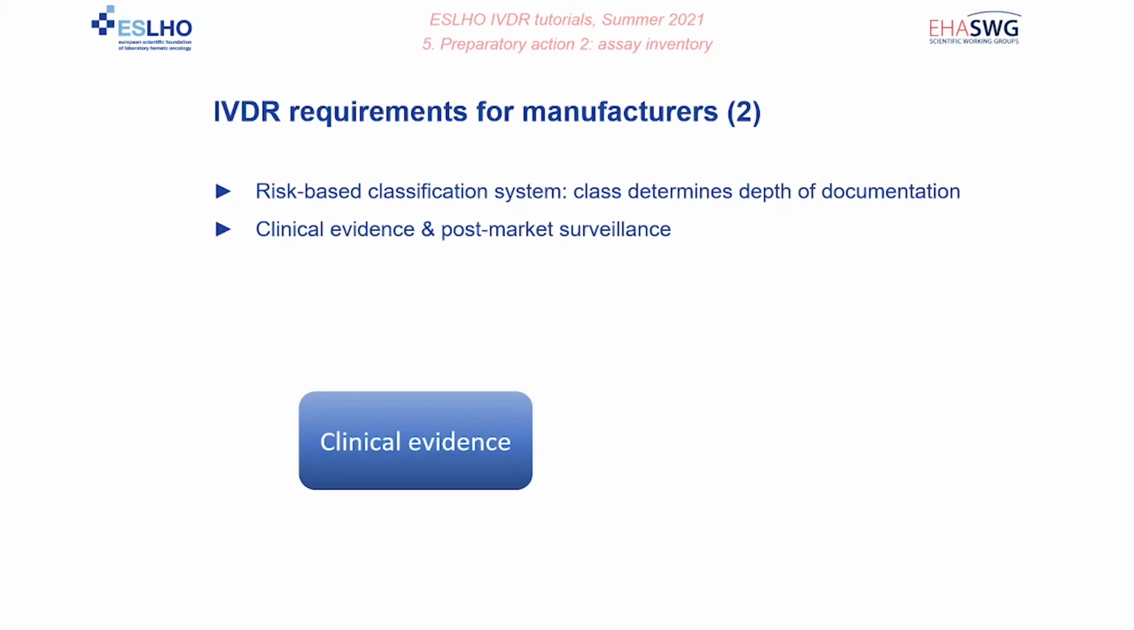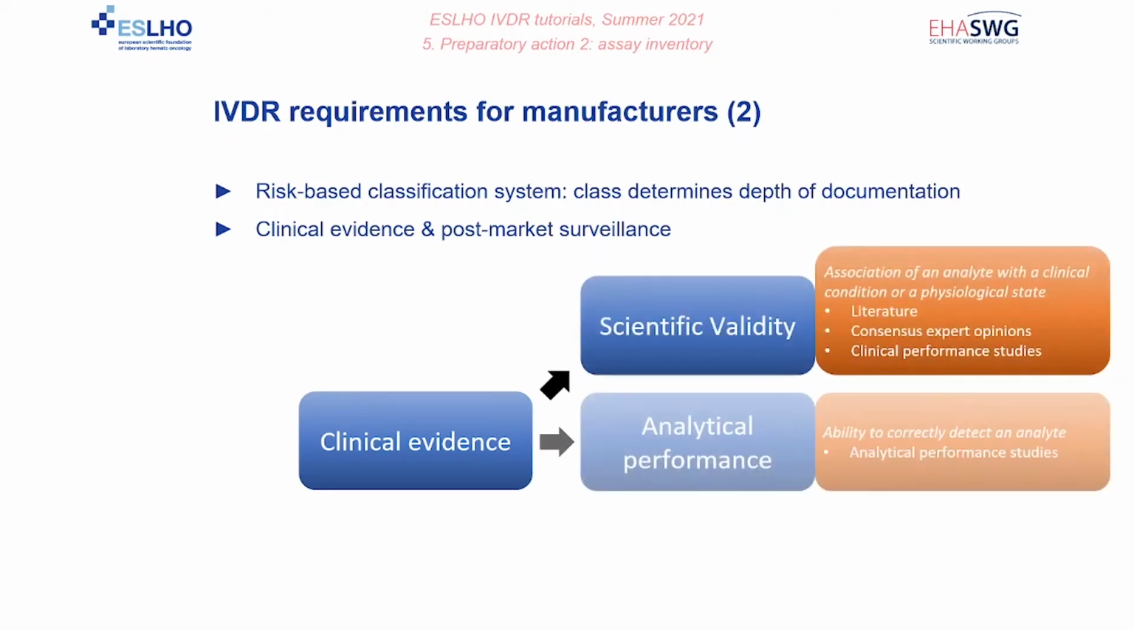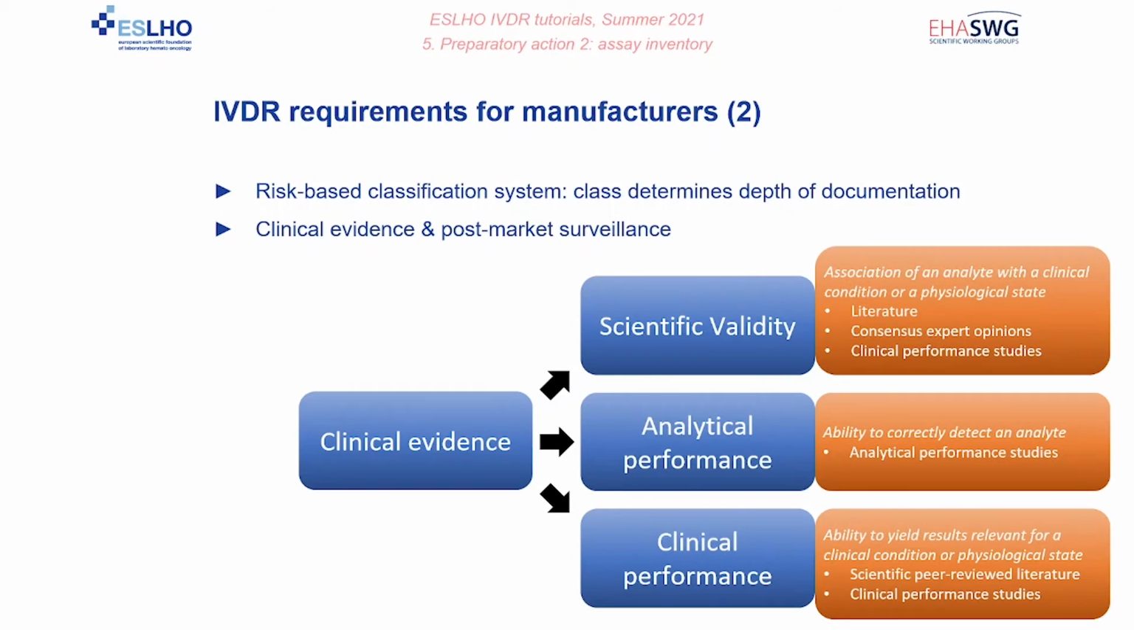The second one concerns providing clinical evidence. This is well defined in the IVDR. Clinical evidence consists of 3 different parts. Scientific validity, or the association of an analyte with a clinical condition or a physiological state. The proof is often based on literature. Analytical performance, or the ability to correctly detect an analyte. This is usually shown by performing analytical performance studies. And clinical performance, or the ability to yield results relevant for a clinical condition or physiological state.